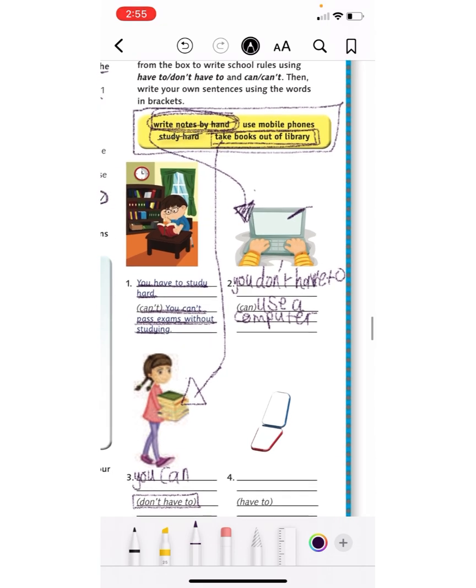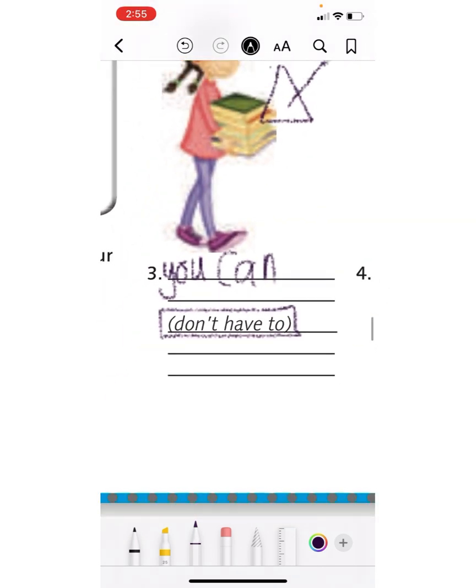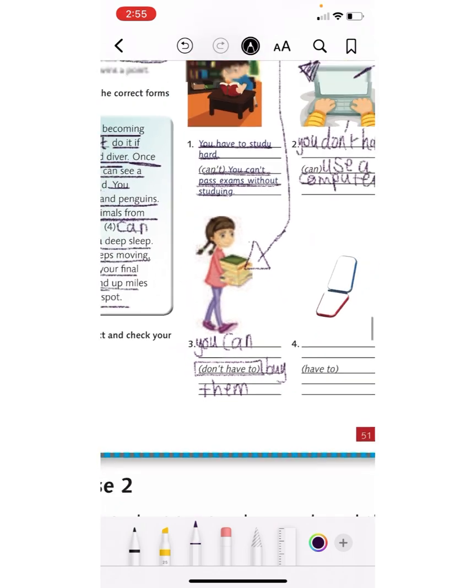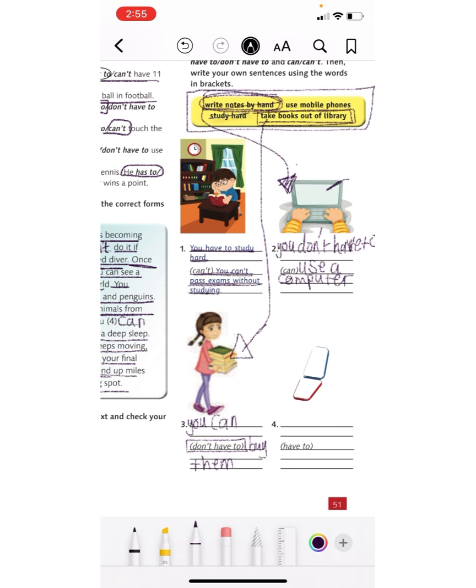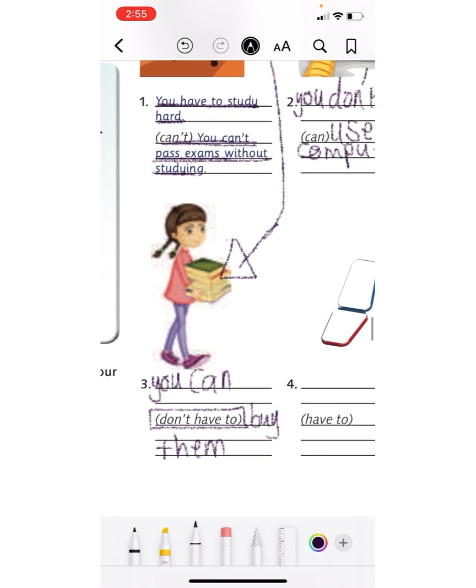يعني يمكنك أن تأخذ الكتب تستعيريهم من المكتبة، صح؟ You can تستطيع something you are allowed to do. بإمكانك تعملي هيك. You can take books out of library. You don't have to, مش مضطرة يعني. You don't have to buy them. مش مضطرة إنك تشتريهم. You don't have to buy them. Why? Because you can take books out of library. Okay? You can take books out of library. That's why you don't have to buy them. يعني مش مضطر انك تشتريهم.